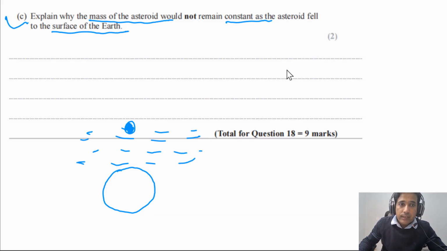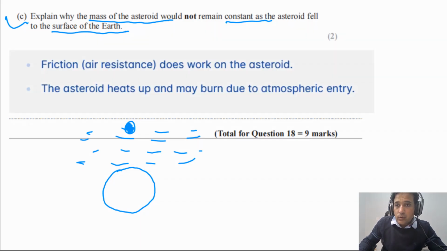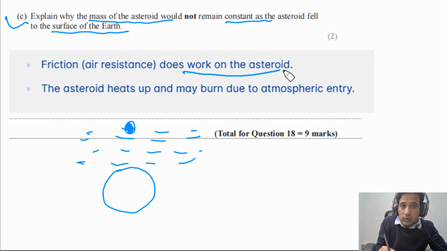So how can we write the answer? In the answer we can talk about these two points. We can say air resistance does work on the asteroid. When the asteroid is falling, there will be a resistive force on the asteroid in this direction. The work done by this resistive force will be negative, because the asteroid is falling down and the force is in the upward direction. So it will lose potential energy.